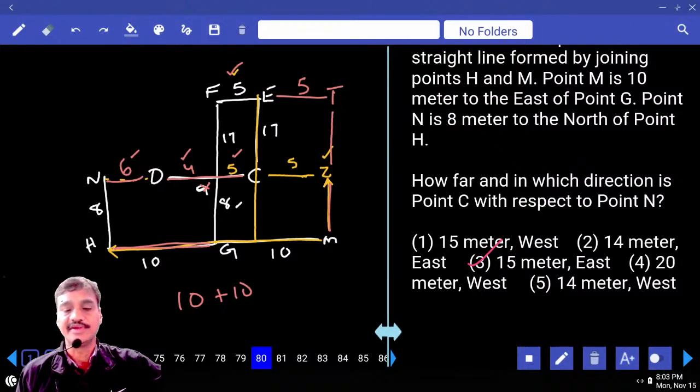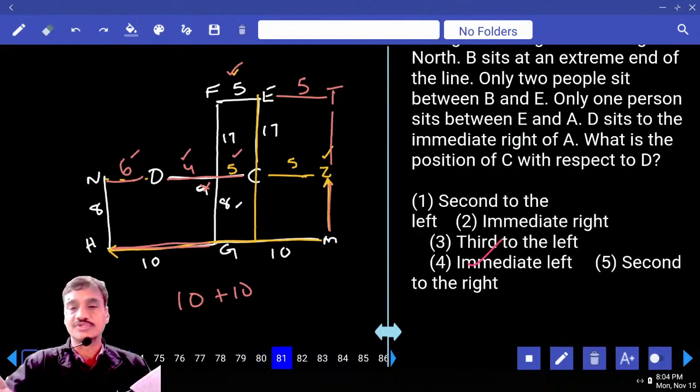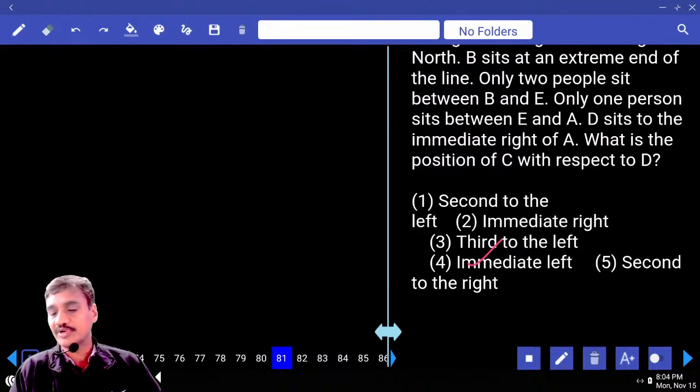Then 81 onwards. Now in this question number 81 onwards, 81 to 85, all these are individual type of questions. Now individual type of questions.